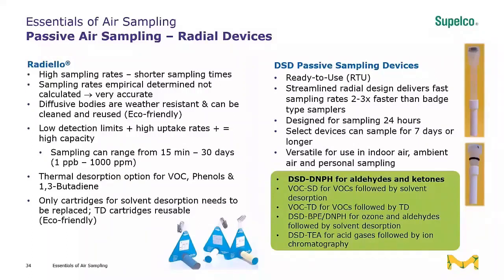It delivers fast sampling rates 2 to 3 times faster than badge type samplers. These were designed for sampling for 24 hours, originally developed in Japan for sick cow syndrome sampling. Select devices can sample for 7 days or longer, and they are versatile for use in indoor air, ambient, and personal sampling. The DSD DNPH is available globally, and it's also validated using OSHA method 1007 for formaldehyde. Other devices are available but might not be available in your region.